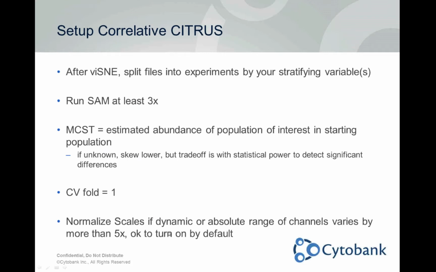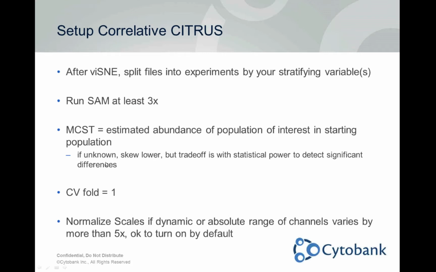If you don't know what your smallest population of interest is, you can skew lower. However, don't just automatically put in 0.5%, because then it's much harder statistically to detect significant differences between your groups. So it's a balance between picking up your smallest population of interest and also not washing out all your significance by doing so. So again, feel free to change this value if you don't know what your smallest population of interest is. Enter in a few and see if you can pick something up.